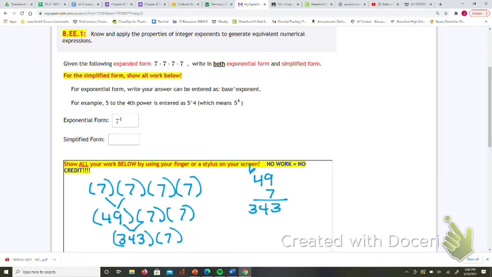So now we come over here and we do 343 times 7. 7 times 3 is 21, carry the 2. 7 times 4 is 28, plus 2 is 30, carry the 3. 7 times 3 is 21, plus 3 is 24. So our final answer is 2,401. Then we're going to go type it in and submit our answer. Make sure that you have all of the work in before you submit your answer.